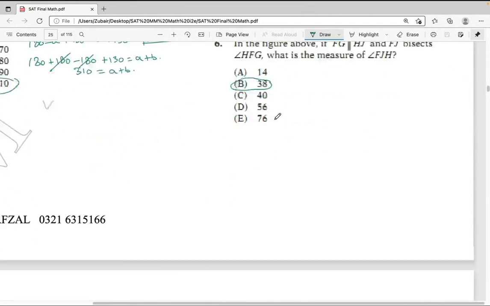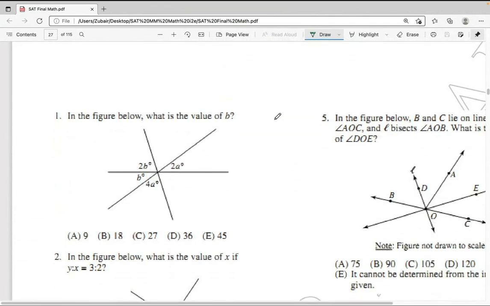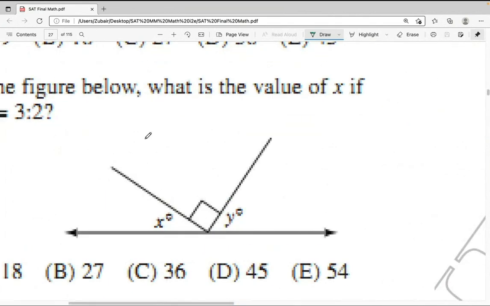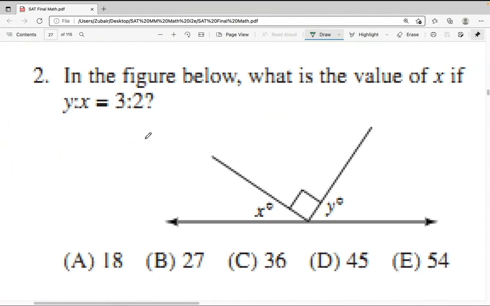Leaving some questions for practice. Question number 2 and 3. Is this readable? Yes, sir. Try 2 and 3. Would x be 36? That's right.